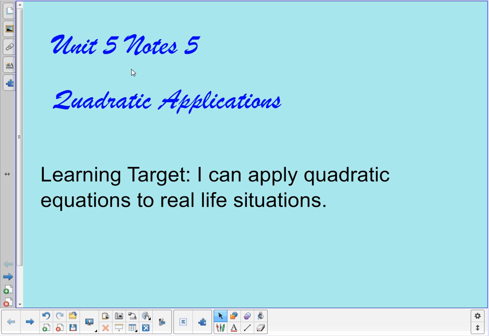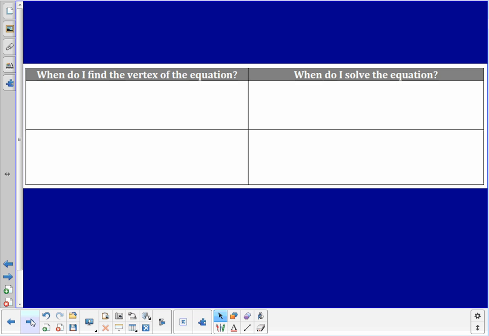Today we're going to talk about applying quadratic equations. So we need to think about what words in an application question are going to tell us that we need to find the vertex of a parabola, and what words tell us that we're going to need to solve the parabola. So let's just review.